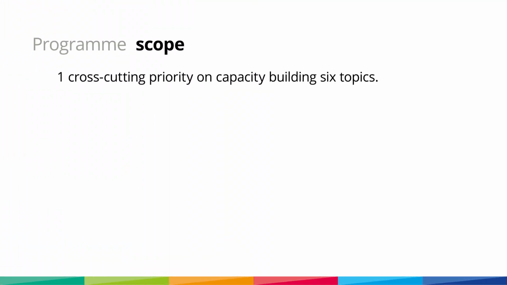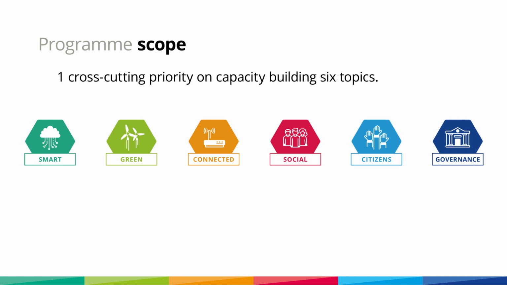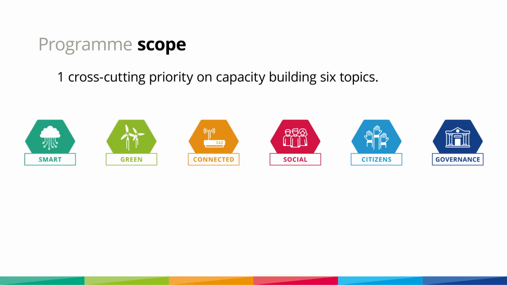So let's come now to the program scope. What exactly can the program finance? I mentioned at the beginning that we have 6 different topics. And the first 5 topics come directly from the policy objectives of the cohesion policy. So we are speaking about a smarter Europe, a greener Europe, a more connected Europe, a more social Europe, as well as a Europe closer to citizens. These are thematic areas in which we finance cooperation, but we also have a sixth topic, which is called governance. And under this sixth topic, we can also finance non-thematic subjects.